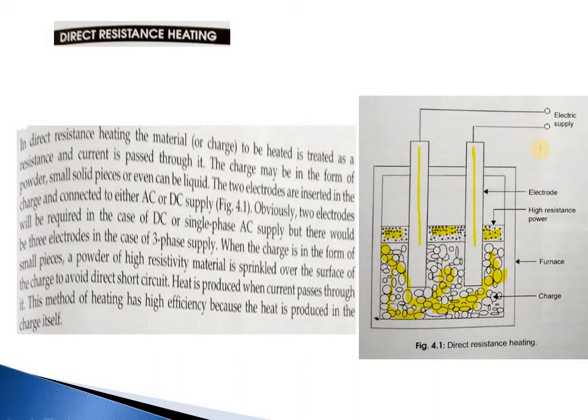So, we can see that in direct resistance heating, in the furnace, two electrodes are inserted in the small solid pieces or even in the liquid or powder form, and above that a high resistance powder is put, and we can give the electric supply, maybe DC or single phase or 3-phase.